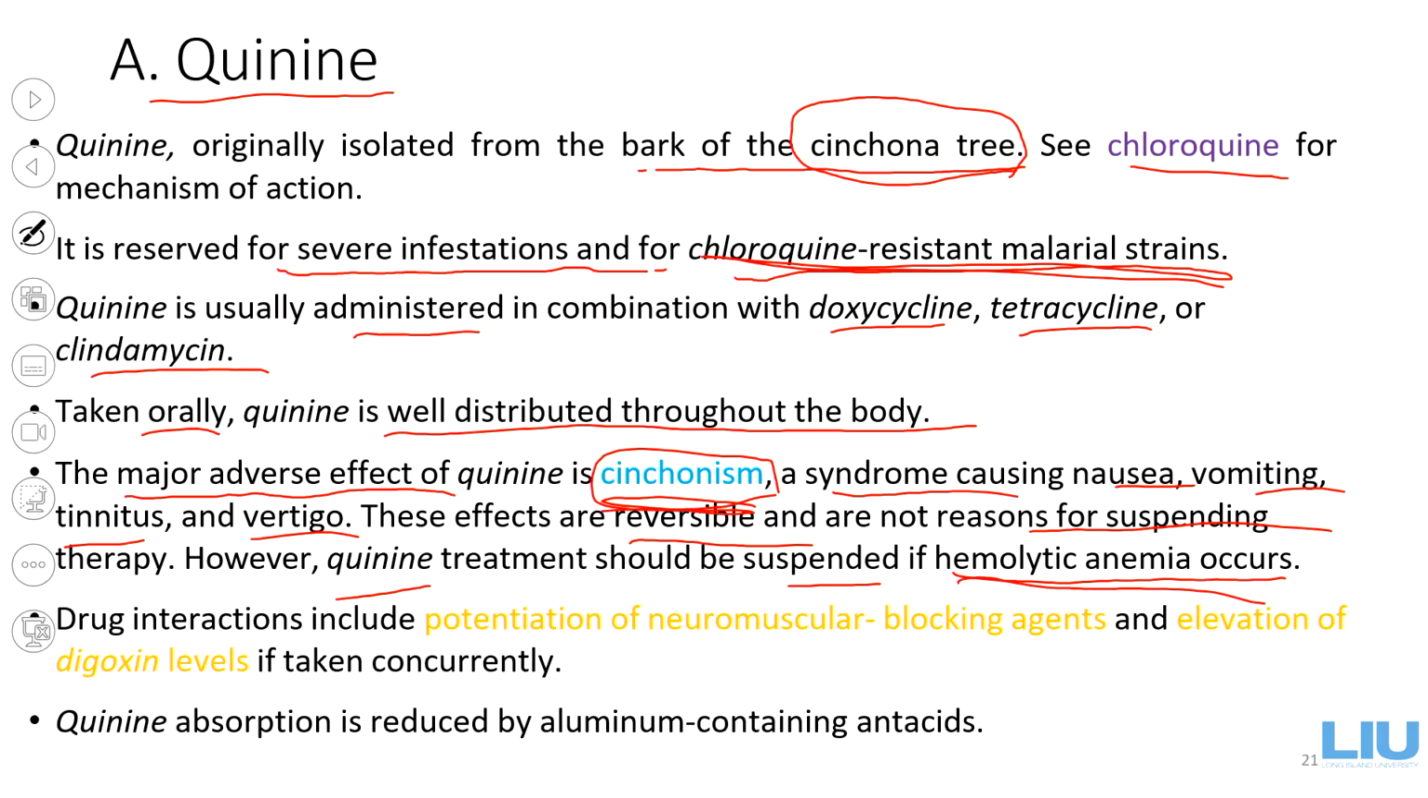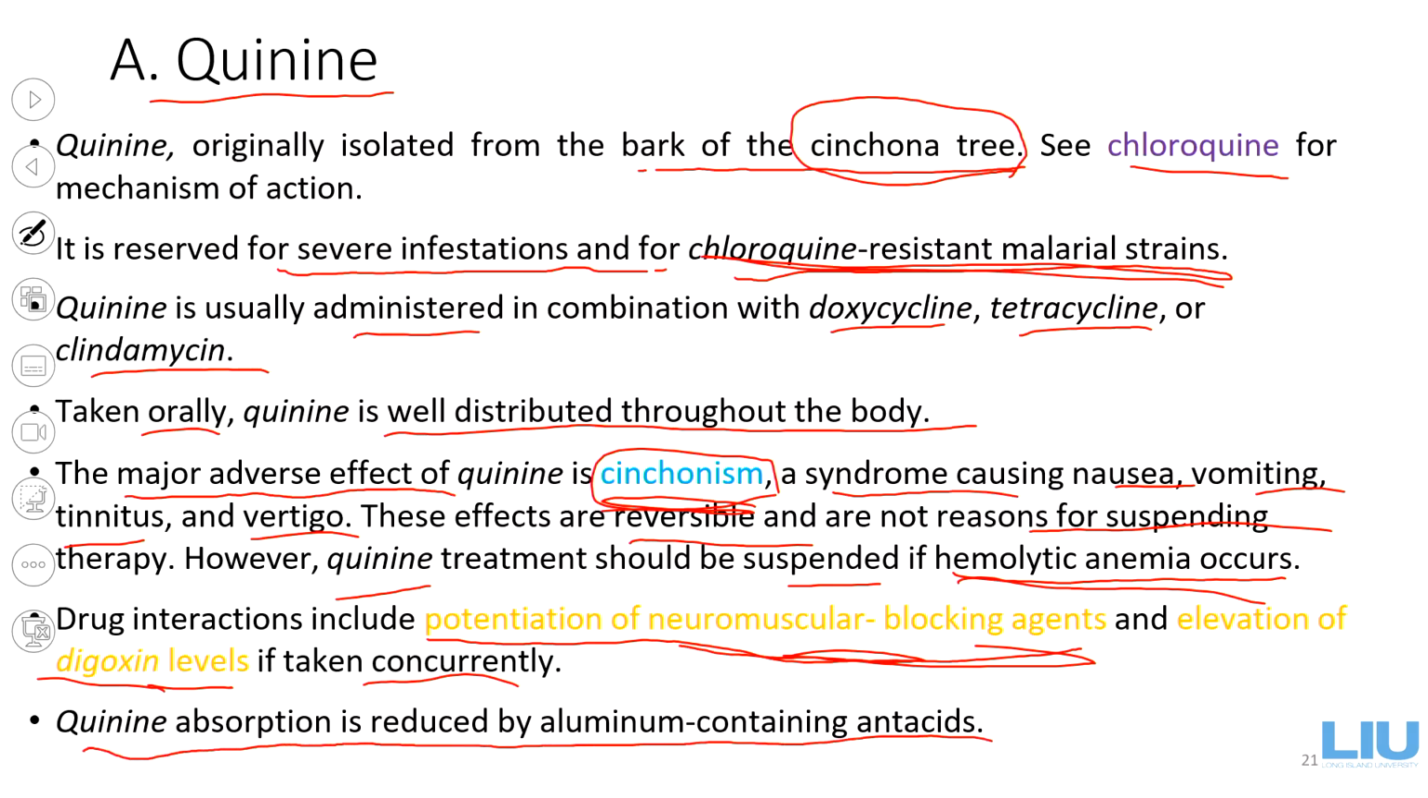Lastly, there are drug interactions when you administer quinine with digoxin, mostly because of interaction at the neuromuscular blocking level. They potentiate the neuromuscular blocking effect, and so they should not be taken together. Also, as far as absorption and pharmacokinetic properties, quinine absorption is reduced by aluminum-containing antacids.